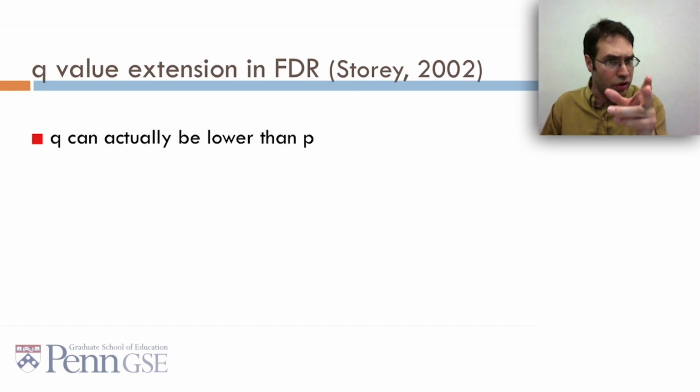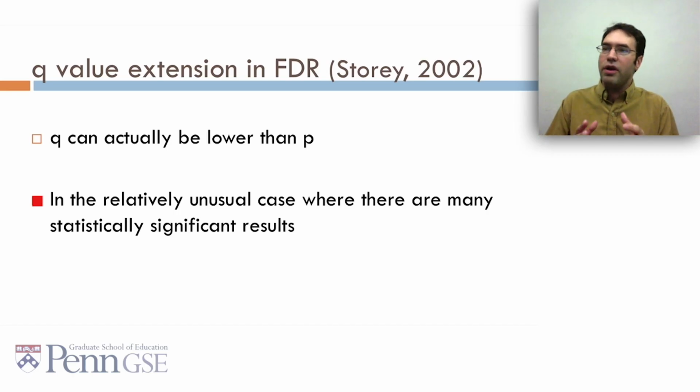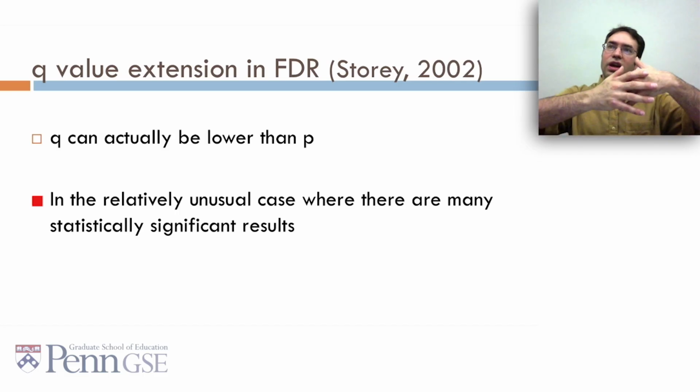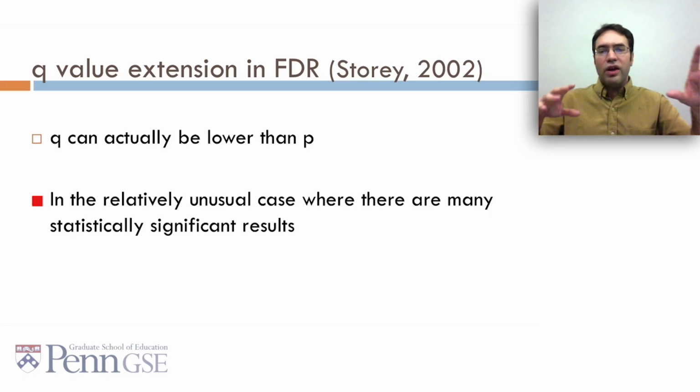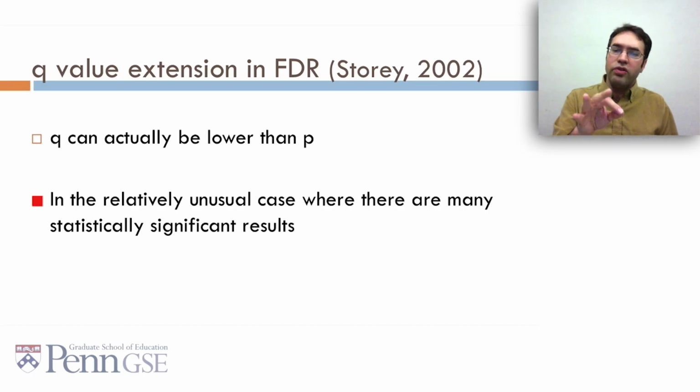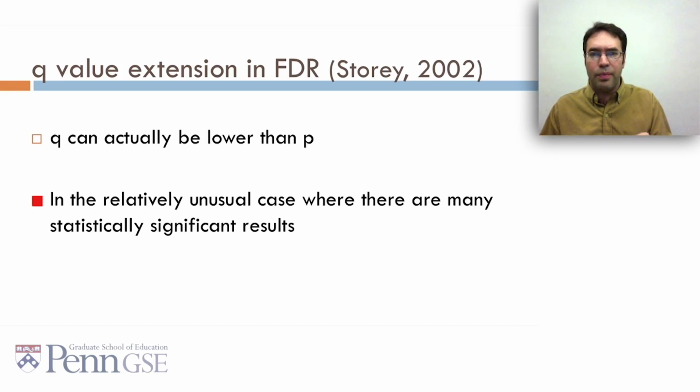One funny thing, Q can actually be lower than P, in the relatively unusual case where there are many statistically significant results. So if you have 5 out of 5 statistically significant, then Storey's test says, well, gee, across the whole pattern, it looks pretty significant, so let's trust these values a little more. So you can, in rare cases, actually have Storey's correction take something that would have been marginally significant with no adjustment, say p of 0.06, and it becomes a p of 0.045. It's rare, though. I've only seen this happen once.